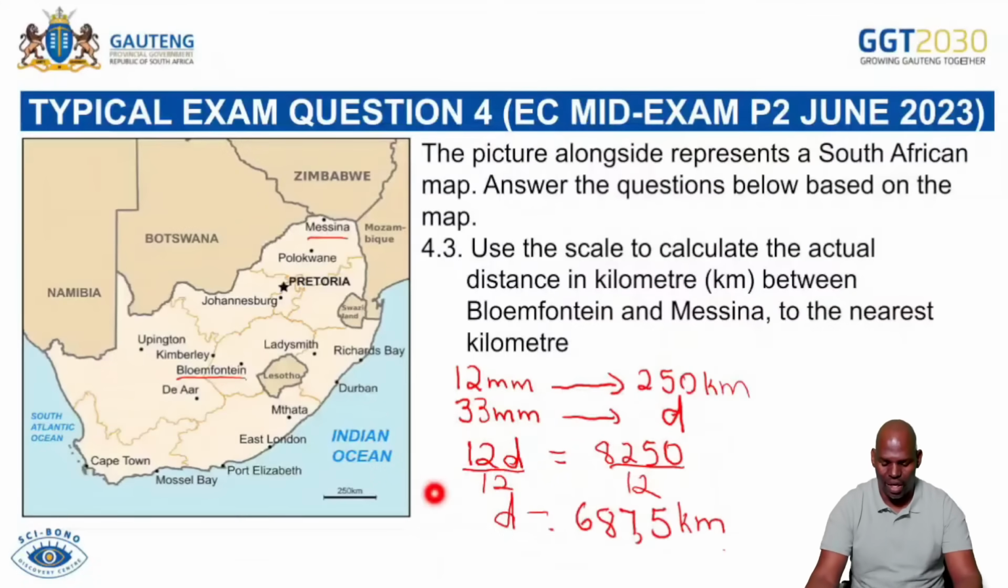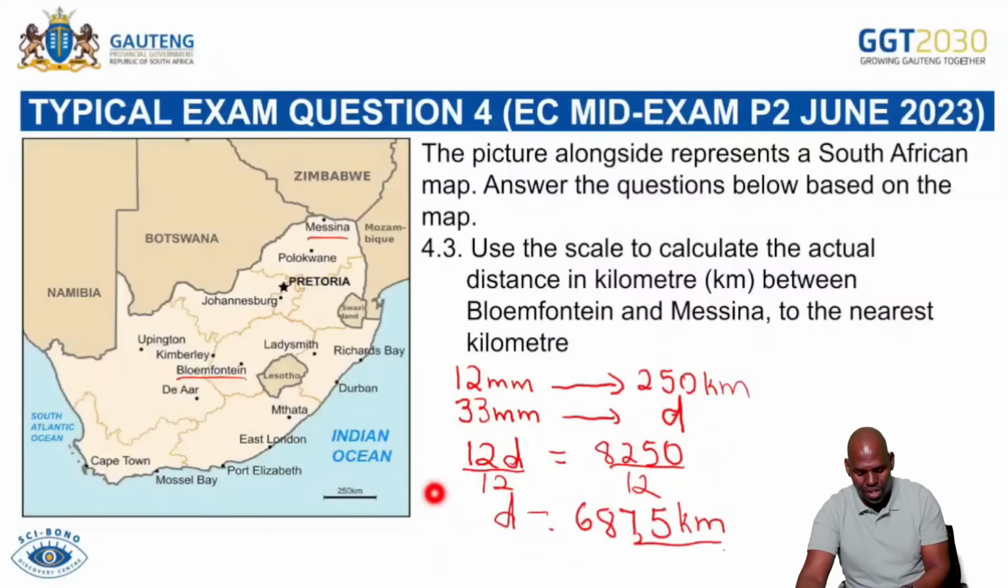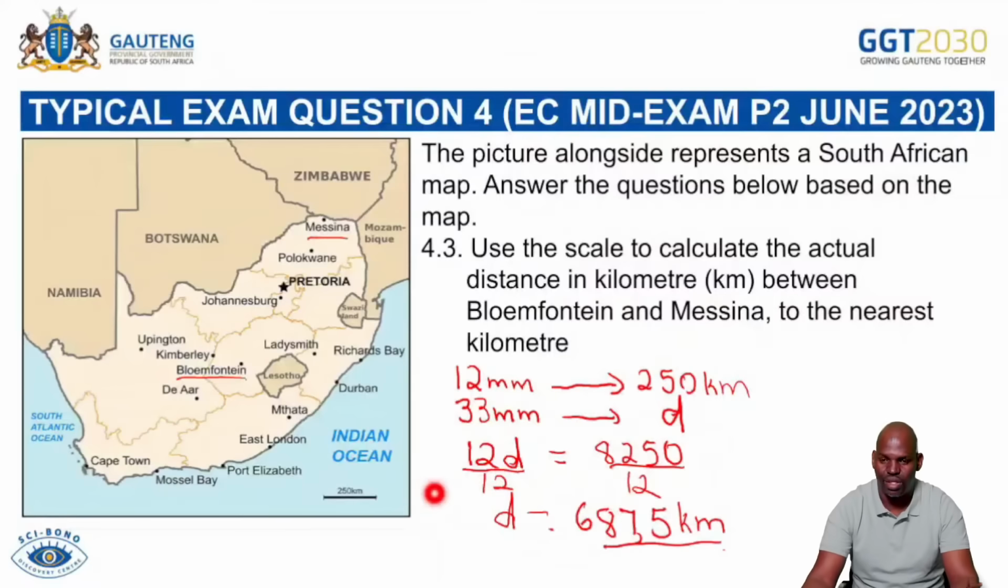kilometers. This is what I get based on the map that I have on my presentation. So the distance is 687,5 kilometers according to my measurement on the map. So this is the actual distance, and I know that this is in kilometers. 687,5 kilometers.